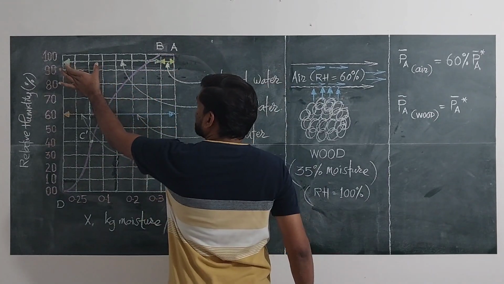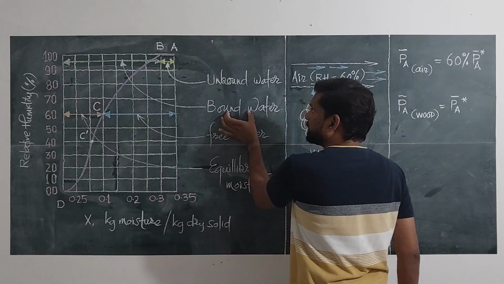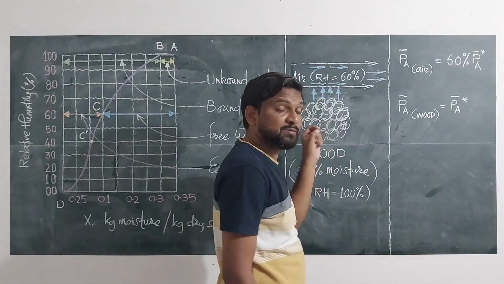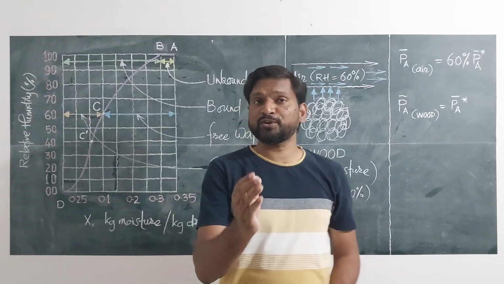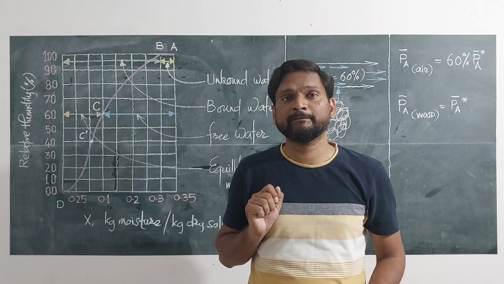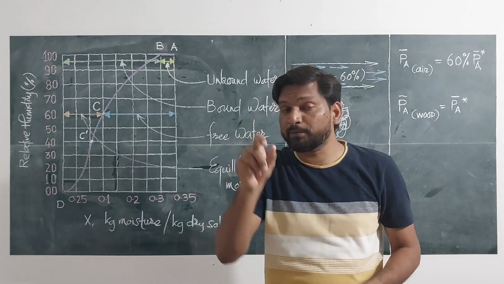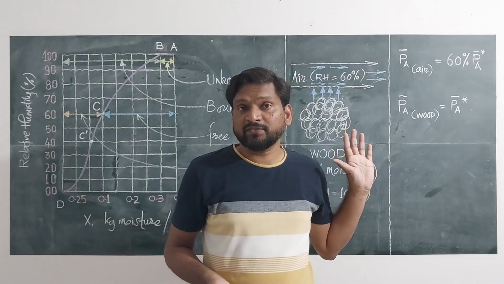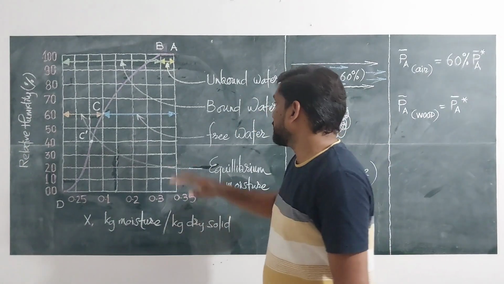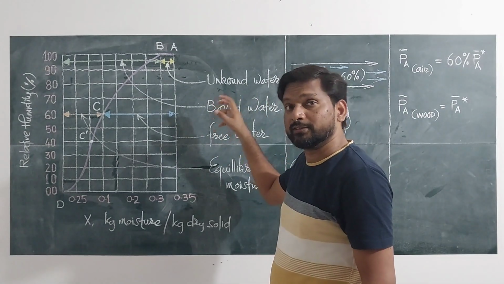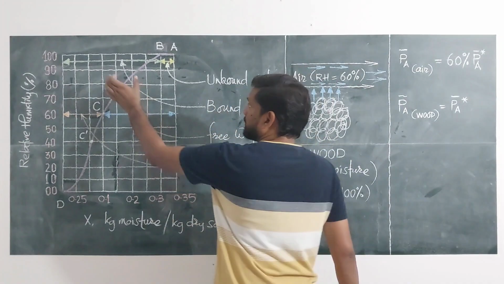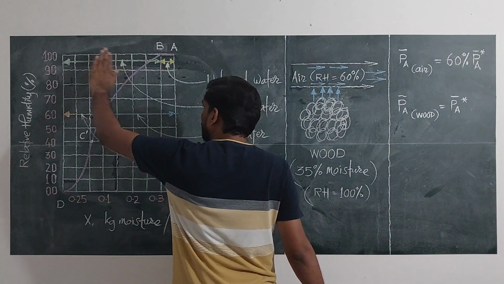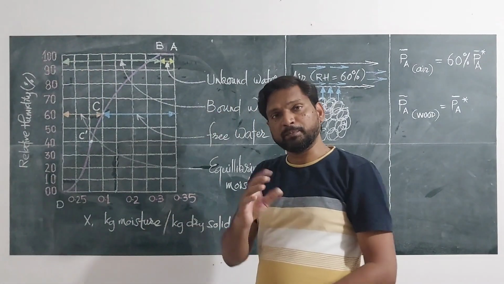So what is the condition here to define bound water? It is the water contained in the wet solid. It is the moisture contained in the wet solids whose partial pressure falls below the vapor pressure of water contained in the wood at that specific temperature. That is the condition for bound water, which is the definition of bound water. It is the water contained in the wet solid whose partial pressure falls below vapor pressure.